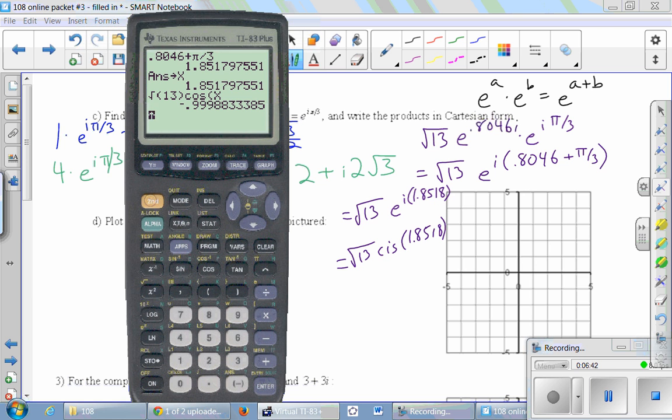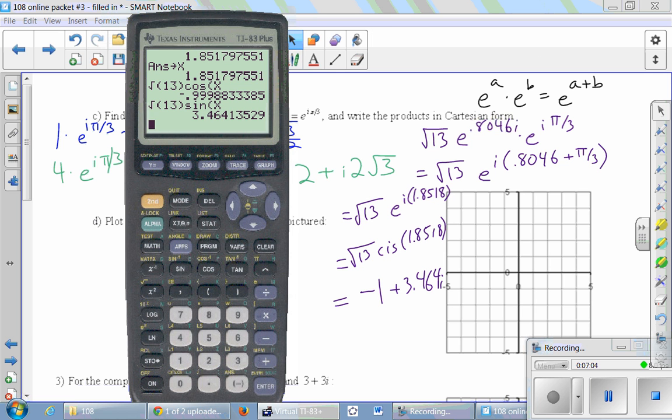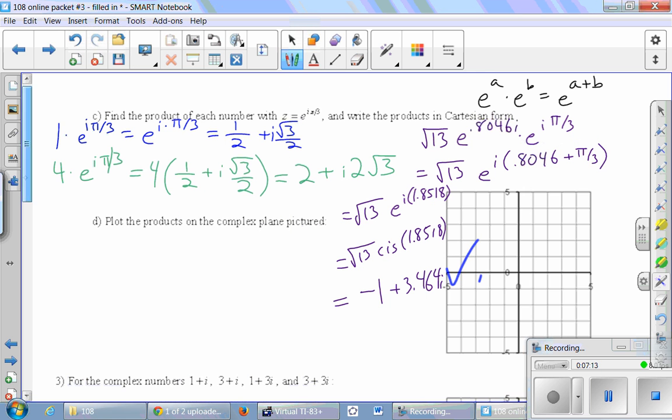And then the same thing, root 13 sine of x. Okay, so this is darn close to the number -1 plus 3.464 i. So that's it. And again, I recommend that you try rewriting each of these in Cartesian form and then foiling and make sure you get exactly that.